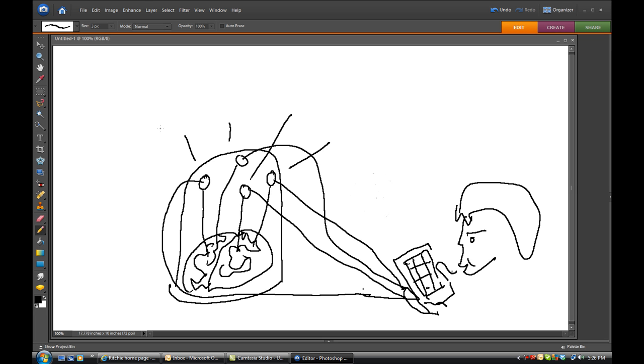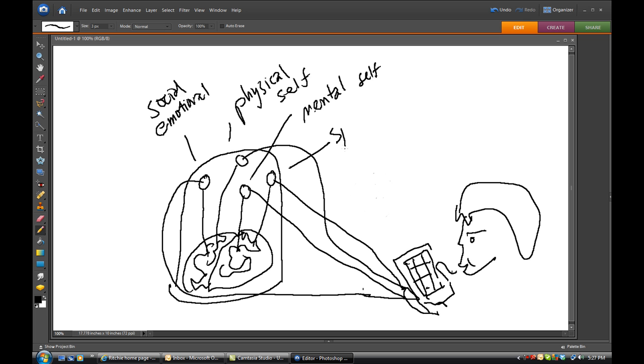That is their emotional self, their social emotional self, their physical self, their mental self, and their spiritual self. Now, these aren't separate entities. They're, of course, all working together in some kind of balance if you're a balanced person.